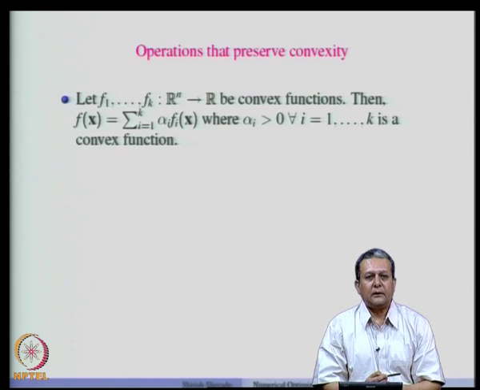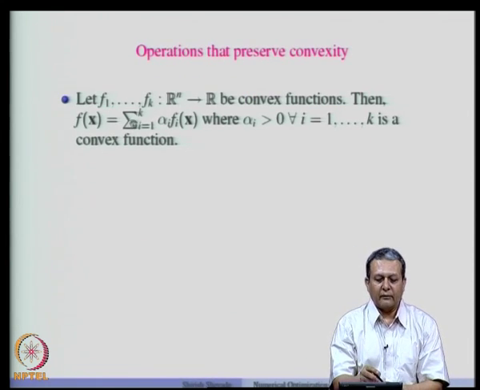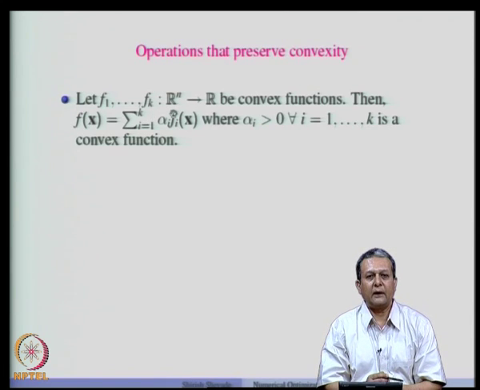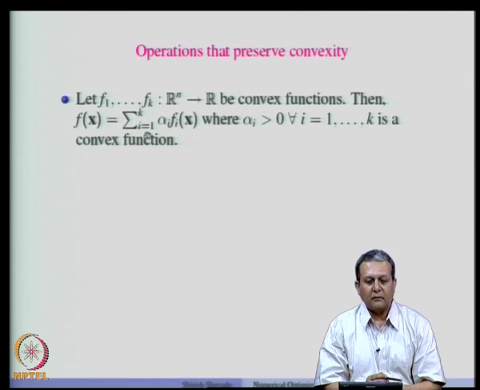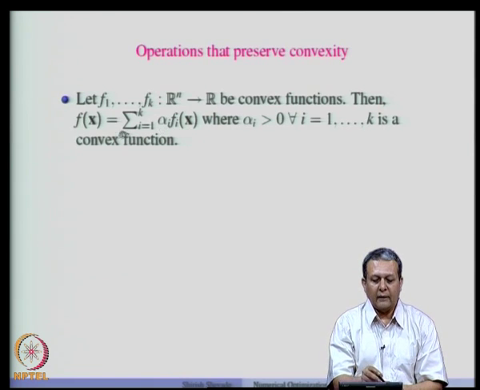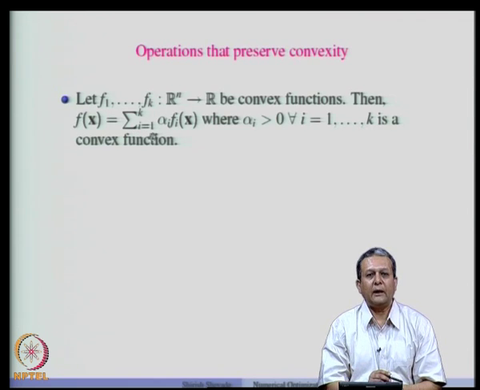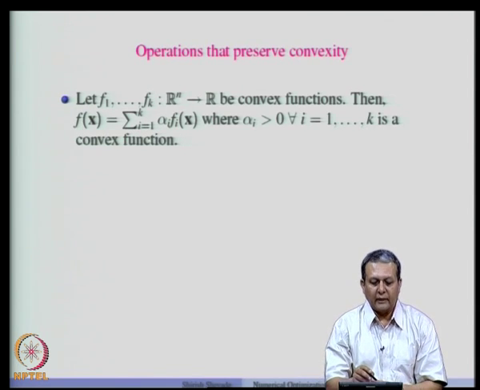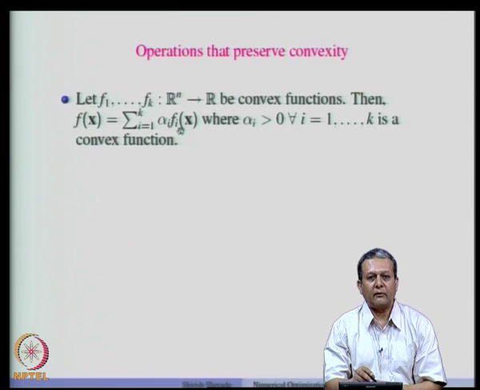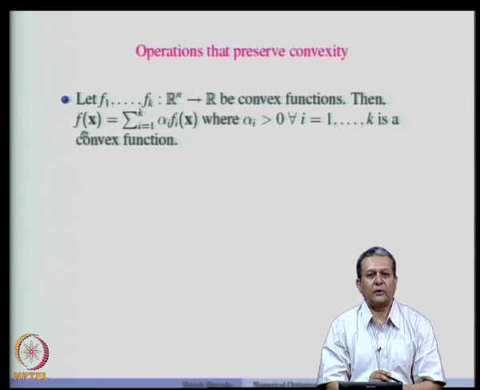Now, here is another result which considers k convex functions from Rn to R, f1 to fk, and let us define a function f of x to be a non-negative or strictly positive combination of those functions. So, f of x is nothing but the sum over i going from 1 to k of alpha i f i of x, where each f i of x is a convex function and the alpha i's are strictly positive. Then the claim is that f is a convex function.